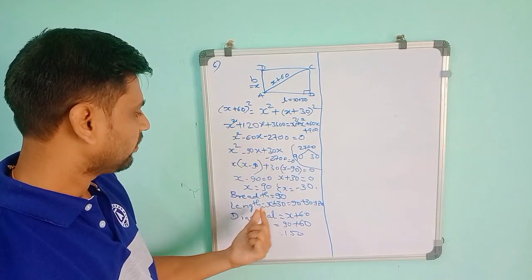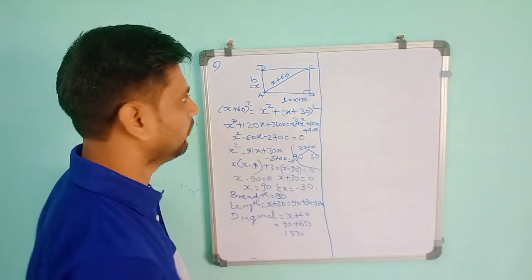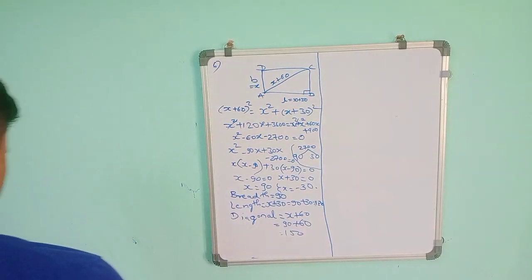So next, length and then diagonal. Next one, the seventh one.